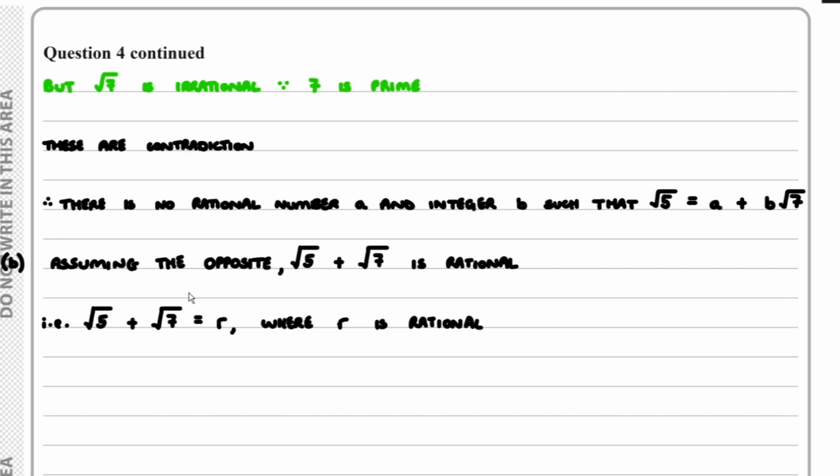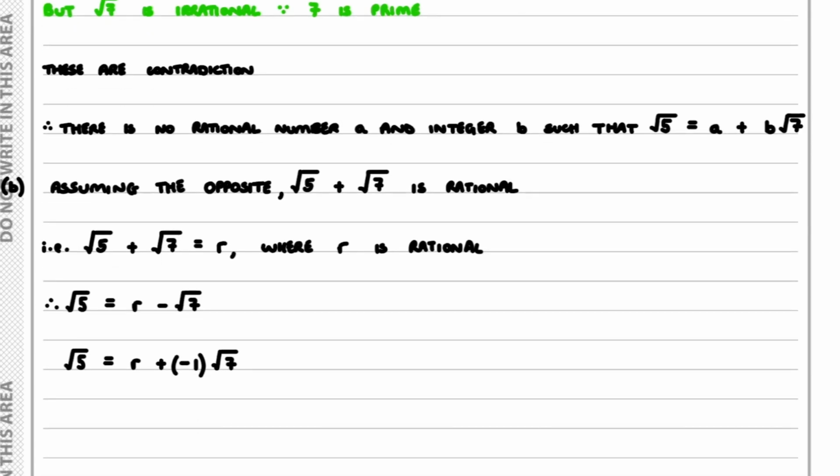Now, what we can do is use the result from part A. We know from part A there is no rational number a and integer b such that root 5 is equal to a plus b root 7. So let's rewrite this into this form here. So we have root 5 equals r subtract root 7, or in other words, root 5 is equal to r plus negative 1 times root 7. And then what you can do is compare with what we have here. First of all, you can see a is equal to r and b is equal to negative 1.